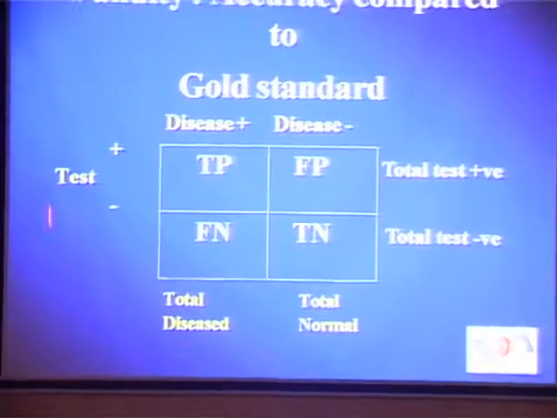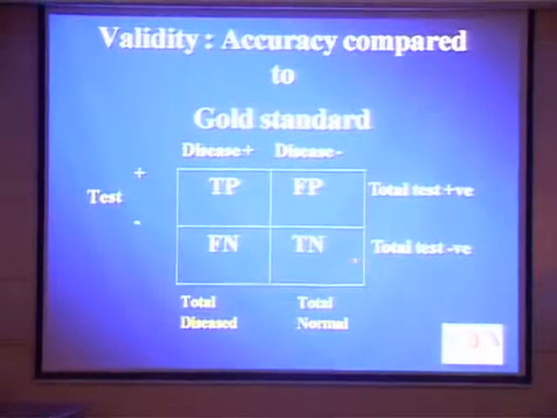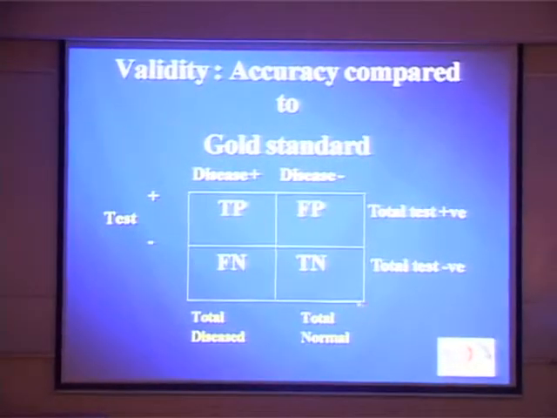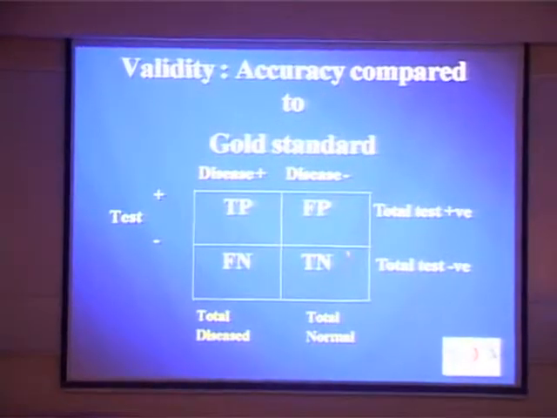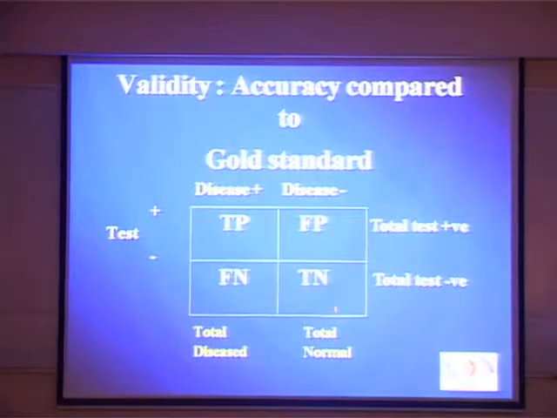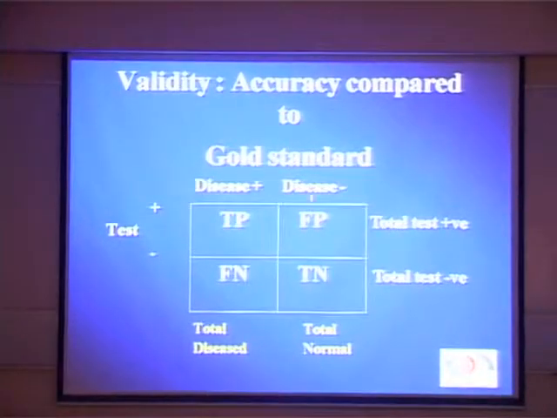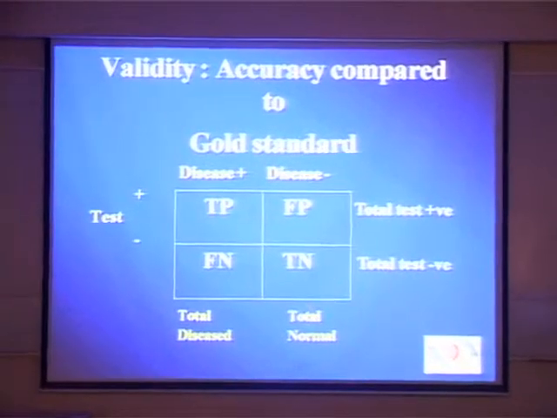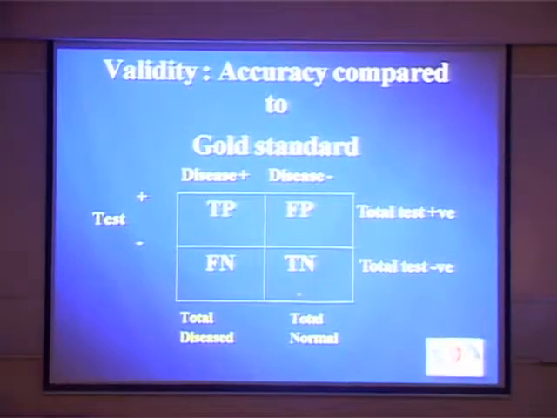This is sensitivity. The specificity is when the test is negative and disease is negative, a true negative. That is specificity. And we want these to be the maximum. And a false positive is when disease is negative and test is positive. So specificity means true negative divided by true negative plus false positive.